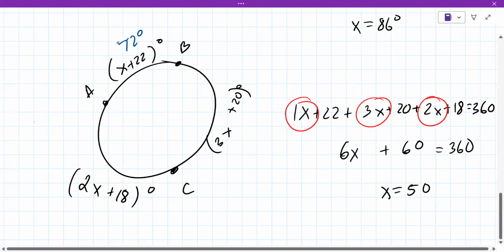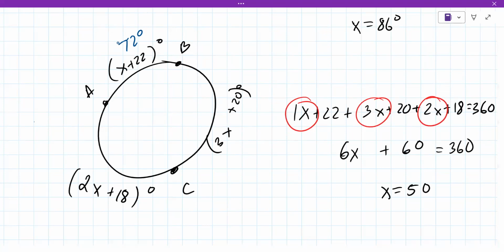Can you do that for the other ones? 170. Okay. Now what about for the last one? 118.